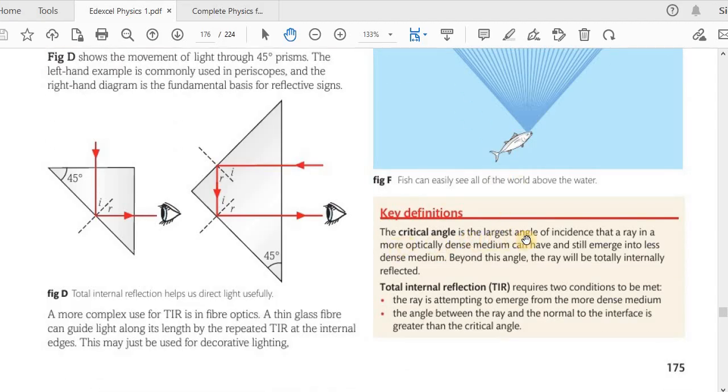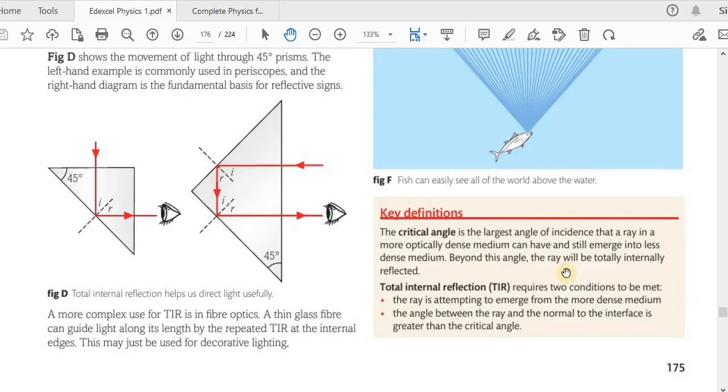The critical angle is the largest angle of incidence that a ray in a more optically dense medium can have and still emerge into the less dense medium. Beyond this angle, the ray will be totally internally reflected. I already explained this. Total internal reflection, TIR, requires two conditions to be met. The ray is attempting to emerge from the more dense medium. So as I told you, the incident ray should be in the denser medium, striking the boundary and trying to go to the less dense medium. So we increase the angle of incidence to be more than the critical angle, then you will have total internal reflection within the denser material itself.